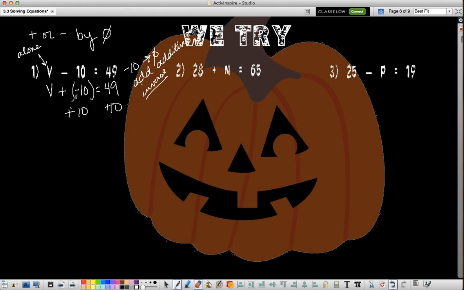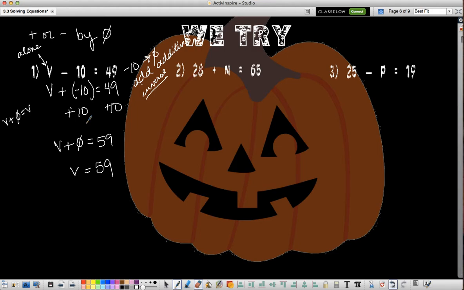Now negative 10 plus positive 10 gives me 0, so I end up with v plus 0 equals 59, because when I add that I get 59. And I know anything plus 0 stays the same, so I can go from v plus 0 to just v, because they mean the same thing. So v plus 0 is equal to v. That's why I can keep that. And then I keep the 59. So this is how it works out in terms of positives and negatives.